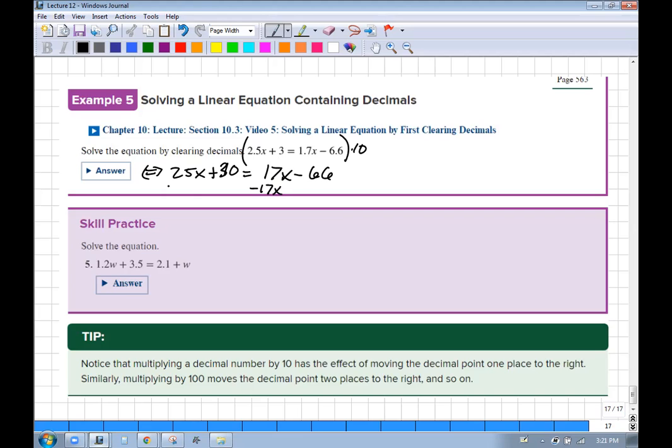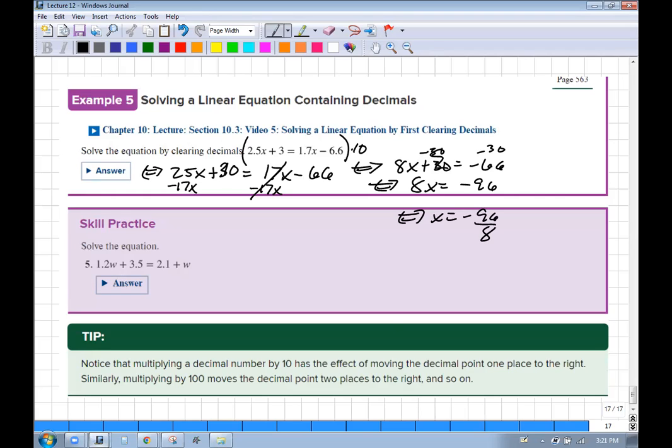Get our x's together. 25 minus 17 is what, 8? Let's get our x's by themselves. So x is negative 96 over 8. Whatever that is, you can simplify it.